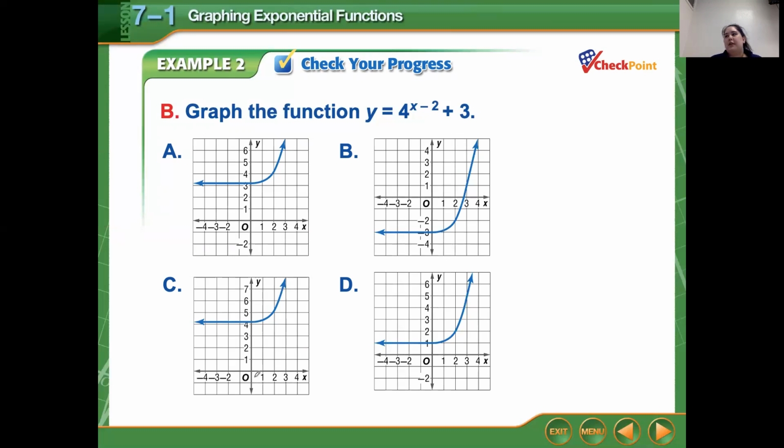So now we have graphed the function y equals x to the minus 2 plus 3. So I'll give you a moment to go ahead and do this one. All right, by graphing it, or if you know that we have this plus 3 here, so that tells me that I have an asymptote at y equals 3. So we do get A.